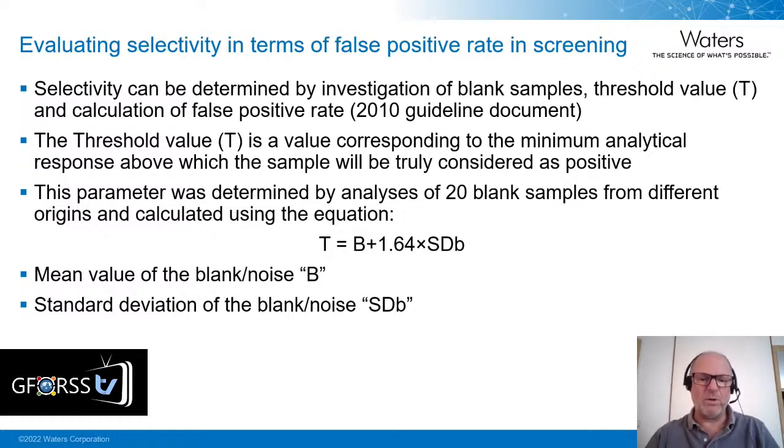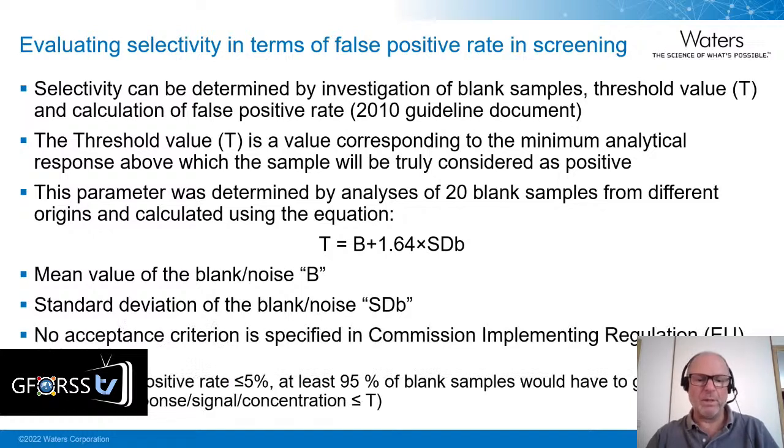So the threshold value equals the mean of those responses from the blank plus the standard deviation of those measurements multiplied by the k factor of 1.64. There is no acceptance criteria specified in Commission Implementing Regulation 2021/808 for selectivity, but as a rule of thumb, I would look at a false positive rate of less than or equal to 5%, where at least 95% of the blank samples would have to give a negative result. So the response, or the signal, or the concentration will be less than or equal to the threshold value.